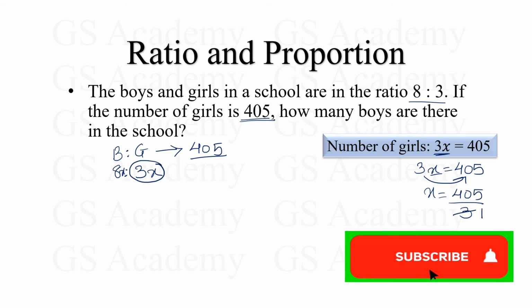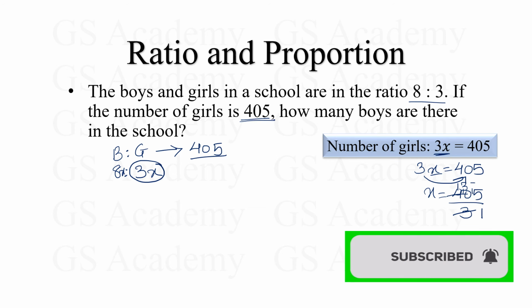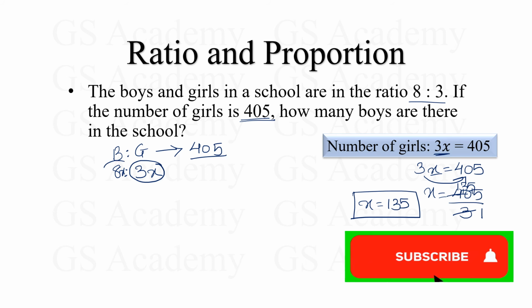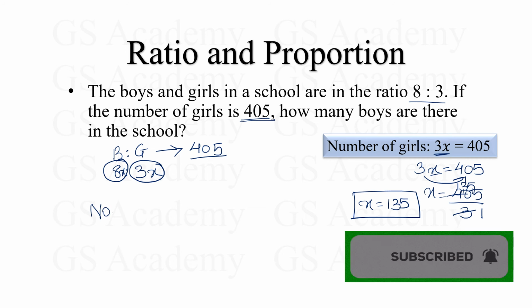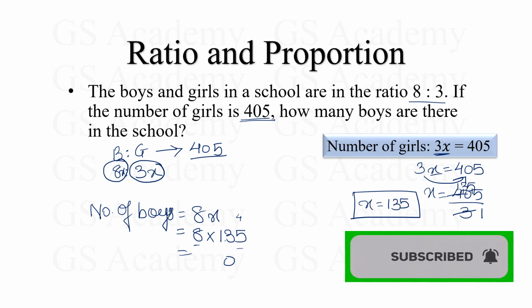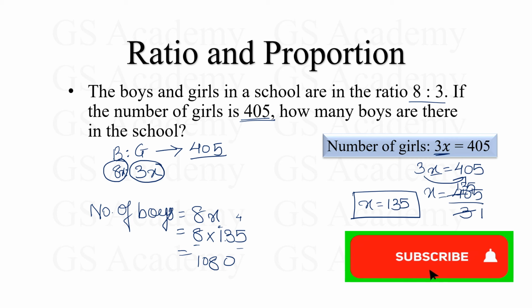Now this will be 3 ones are 3, 1 carried forward here, 3 threes are 9, 1 carried forward here, 3 fives are 15. So the value for x will be 135. Now in order to find the number of boys, the boys' part was 8x. So the number of boys will be 8x. Now substitute the value of x in this ratio. So this becomes 8 into 135. So 8 fives are 40, carry over 4, 8 threes are 24, plus 4 is 28, carry over 2, 8 ones are 8 plus 2 is 10. So the number of boys was 1080.